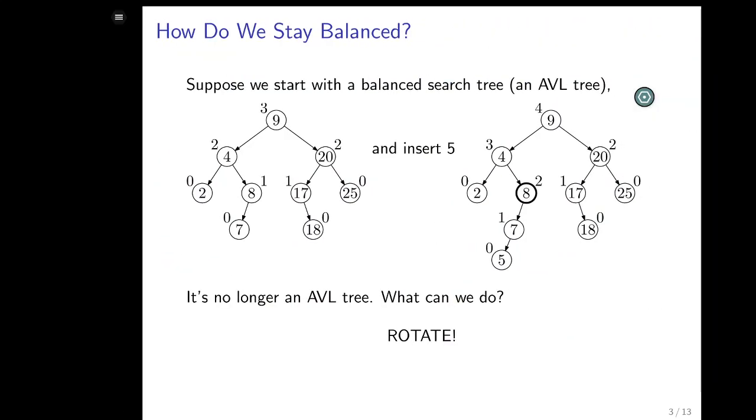So I give you an initial binary search tree, which is an AVL tree, and somebody inserts 5 into it. So how do we do this? How do we insert 5? You know how to insert 5. This is a binary search tree.